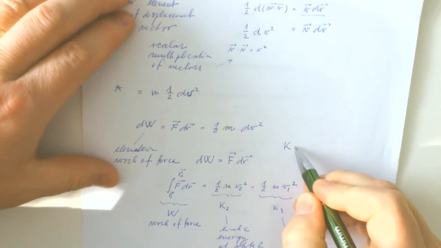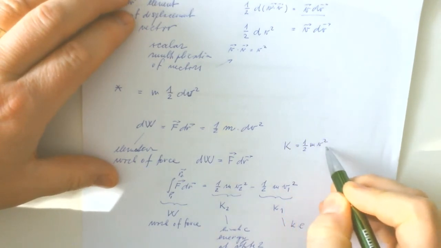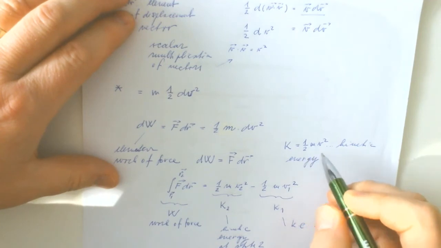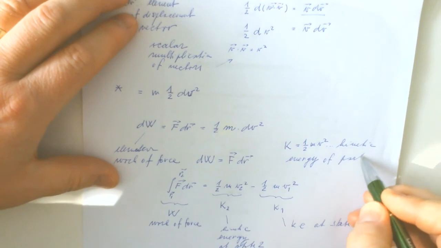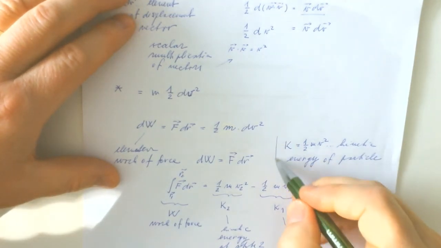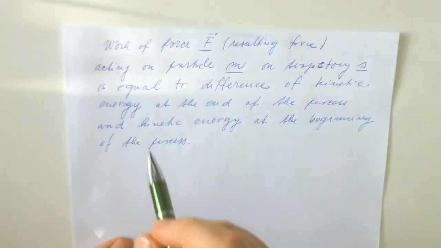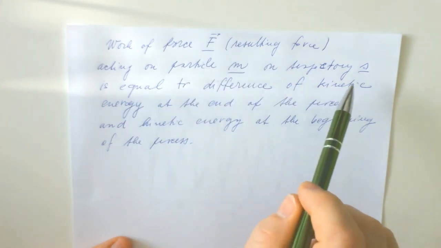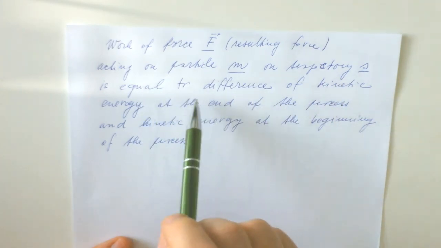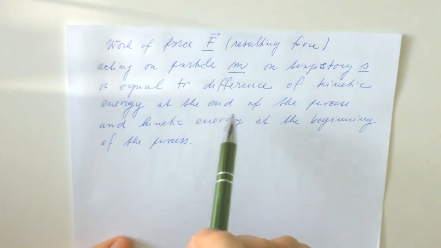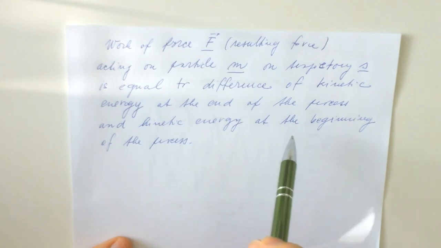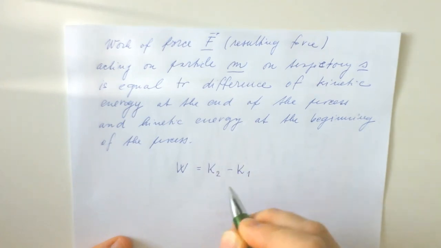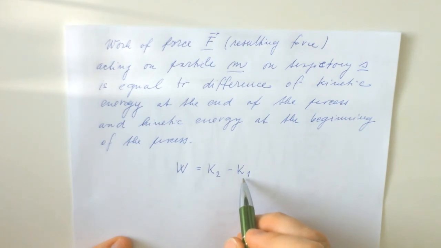And generally K, 1/2 of mv square, is a kinetic energy of particle. So we can say that work of the resulting force acting on particle m on trajectory s is equal to difference of kinetic energy at the end of the process and kinetic energy at the beginning of the process.